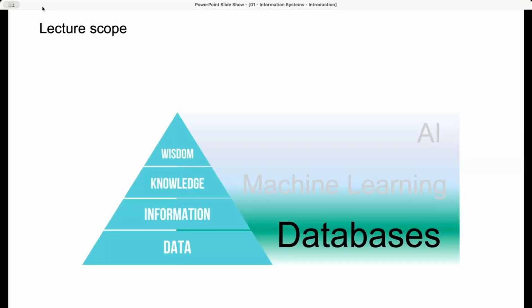The data, information, knowledge, wisdom hierarchy probably comes from some consultancy company like McKinsey or BCG, I don't know, but it's a very popular way of looking at the hierarchy of information, right? So data is really a raw thing. Then you extract information, and then you get knowledge, wisdom.